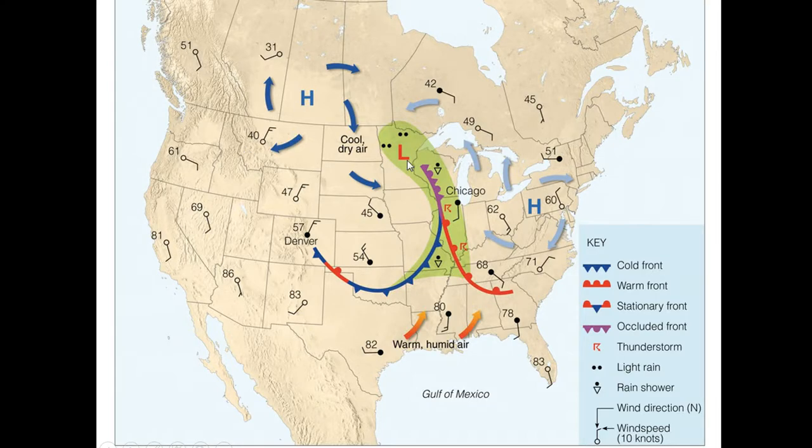So this is another way you can also represent the lowest or highest areas of pressure. The L means low, the H means high. Those represent pressures.